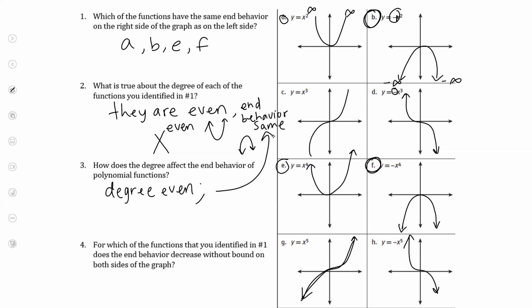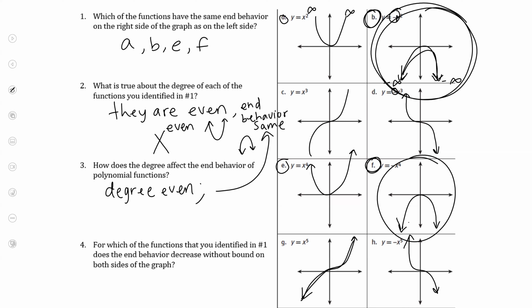Okay, number 4, it says, for which of the functions that you identified in question number 1 does the end behavior decrease without bound on both sides? Which one did y'all put? Yep, this is correct. This one decreases without bound. Look, they're both facing down and they go down forever. This one is also facing down. Both sides are facing down. They go down forever. So that's B and F. Okay, let's go on to the next slide.